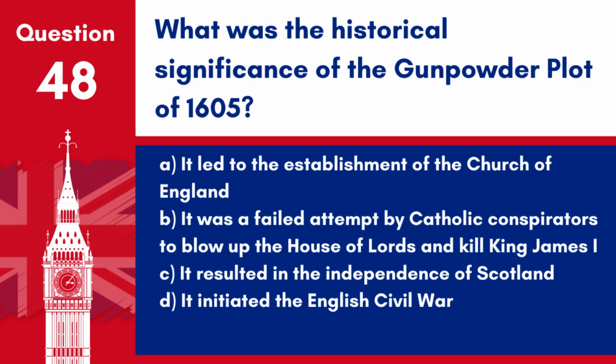Question 48. What was the historical significance of the Gunpowder Plot of 1605? A. It led to the establishment of the Church of England. B. It was a failed attempt by Catholic conspirators to blow up the House of Lords and kill King James I. C. It resulted in the independence of Scotland. D. It initiated the English Civil War.